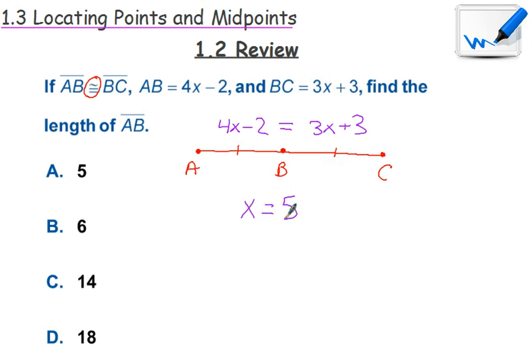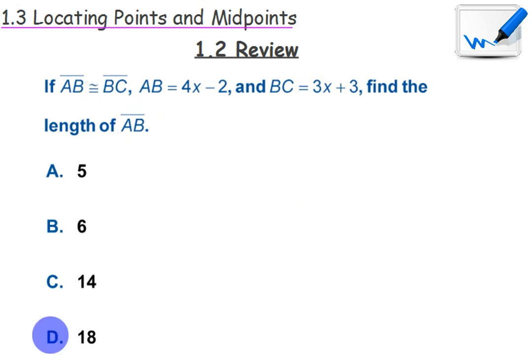And if you do that, you should get x equals 5. But be careful. Don't go over here and circle this answer. Don't do it. Notice it says find the length of AB. Now you're almost there, but not all the way there yet. You just found the value of x, so take that, substitute that back in for x right here to find the length of AB. So you're doing 4 times 5 minus 2, which gives you 18.